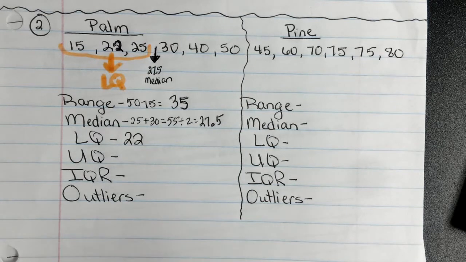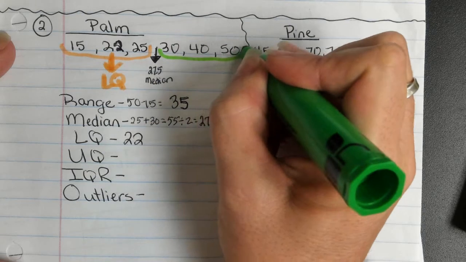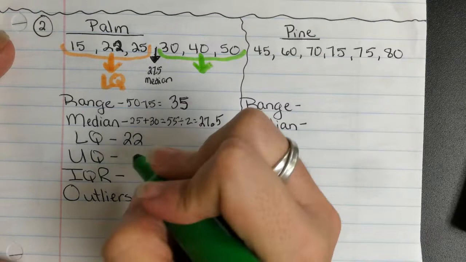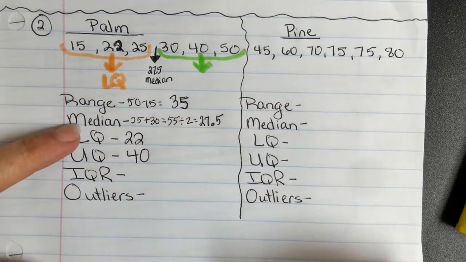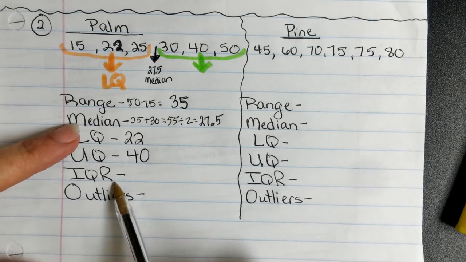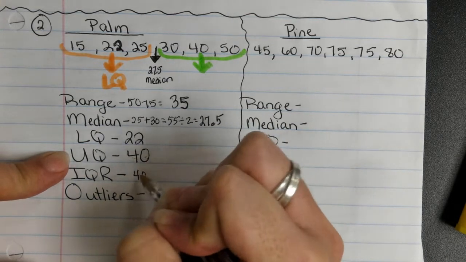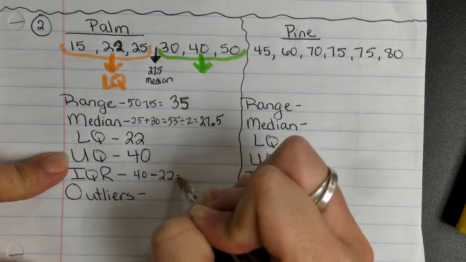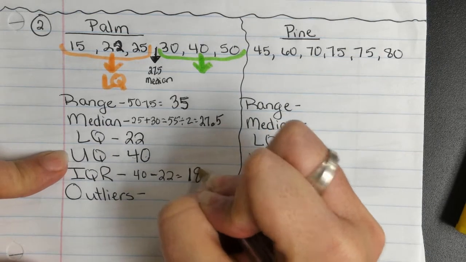Okay, looking for UQ now. Since that's my median, I can use 30 in it, going all the way down to 50. UQ is 40. Okay, IQR. Officially, it is my UQ minus my LQ, because it is a range, we're going to subtract. And 40 minus 22, I hate to guess, I thought it was 18, but I wasn't sure.